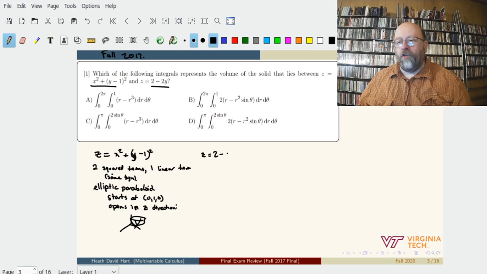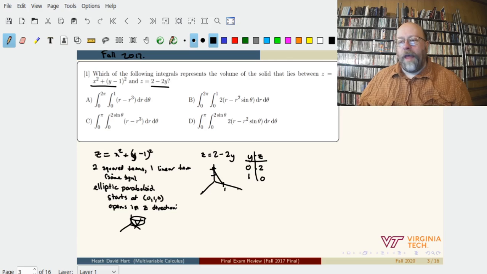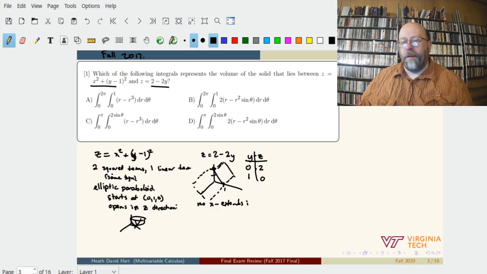z equals 2 minus 2y. When y is equal to 0, z is going to be 2. When y is 1, 2 minus 2 times 1 is going to be 0. So when y is 1, z is equal to 0. And since there is no x, that means that this shape continues in the x direction as far as we want. And so what we have is just a plane that goes through this line segment here. Okay, so it extends in the x direction.